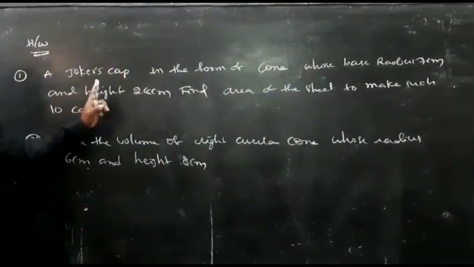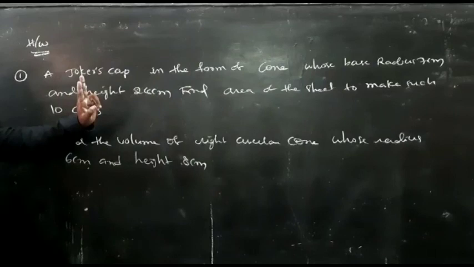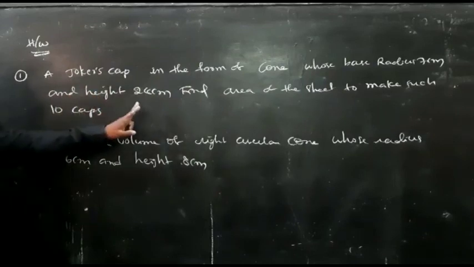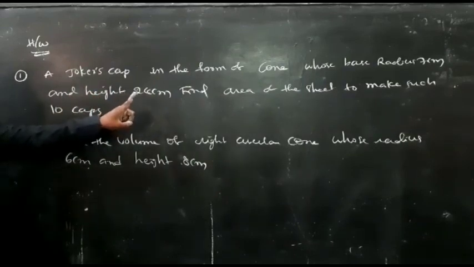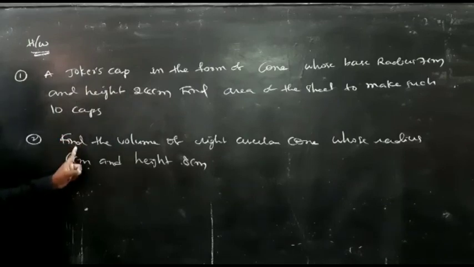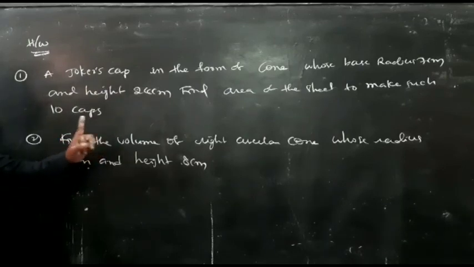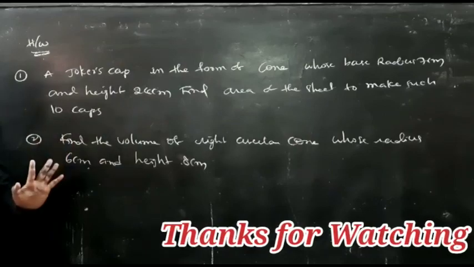A joker's cap in the form of a cone whose base radius is 7 centimeters and height is 24 centimeters. Find the area of the sheet to make such 10 caps. Find the volume of a right circular cone whose radius is 6 centimeters and height is 8 centimeters.